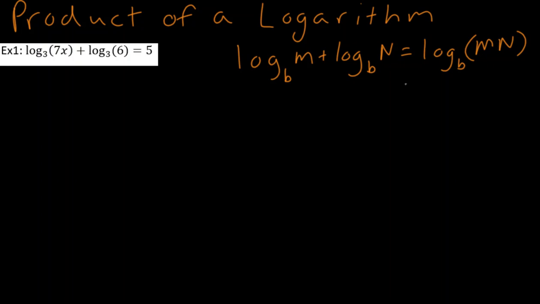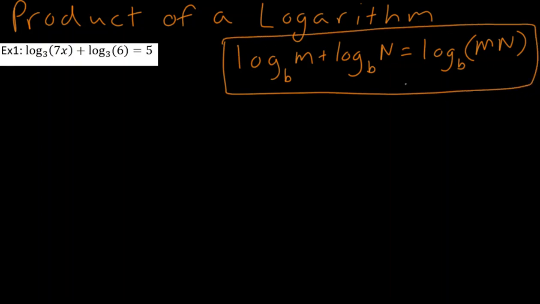Now, this is the rule that we're going to be using for this entire video series: if we have a log of base b plus another log of base b, whatever is inside the logarithm, you can take those two things and multiply them together. You can rewrite it as such.